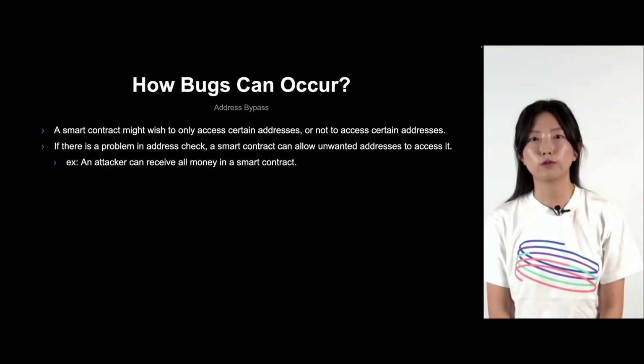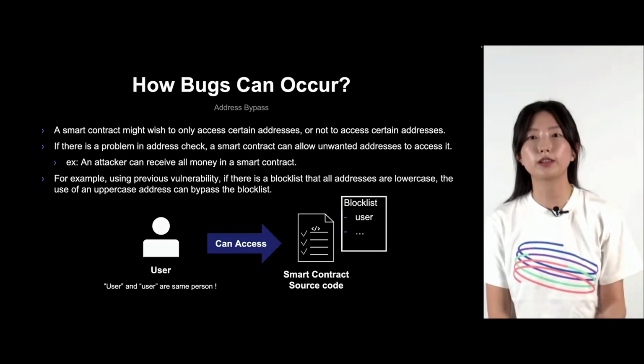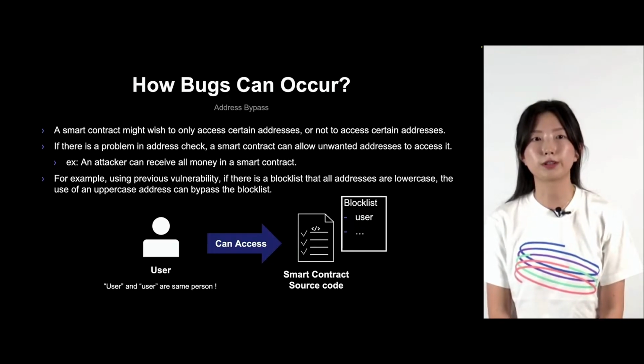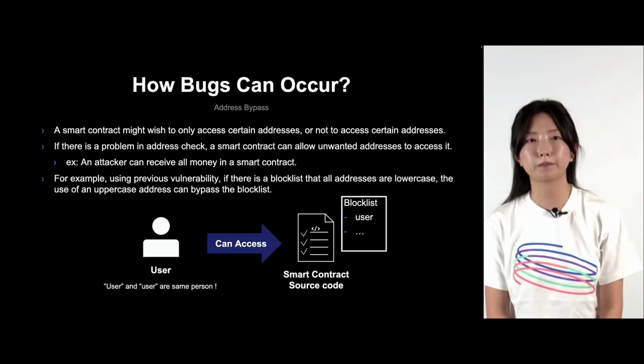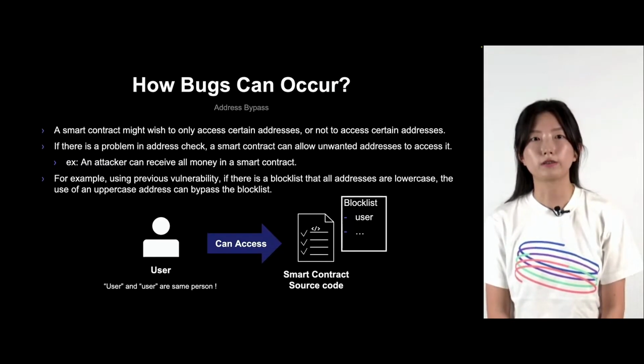For the CosmWasm smart contract, we don't know if such accidents have actually taken place, but there is a possibility to abuse the vulnerability in the block list, and the user can have access to the smart contract.